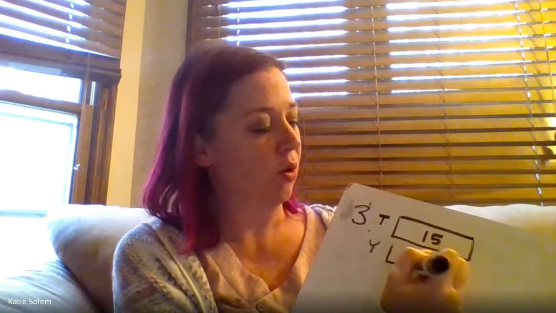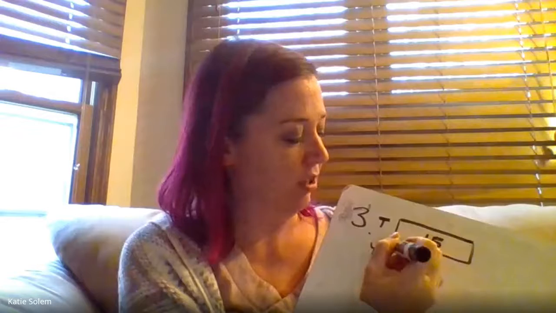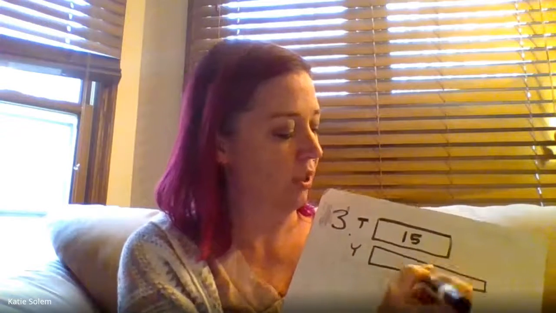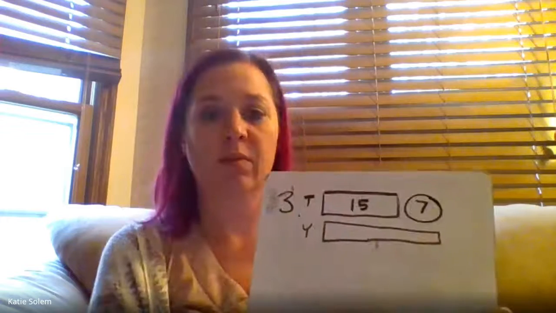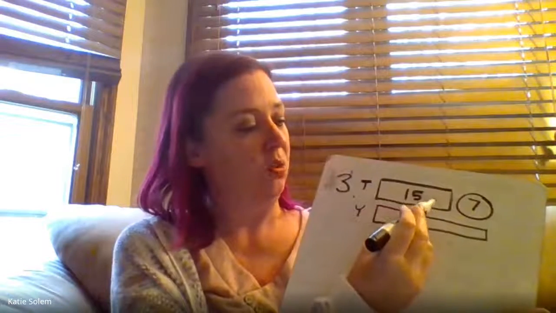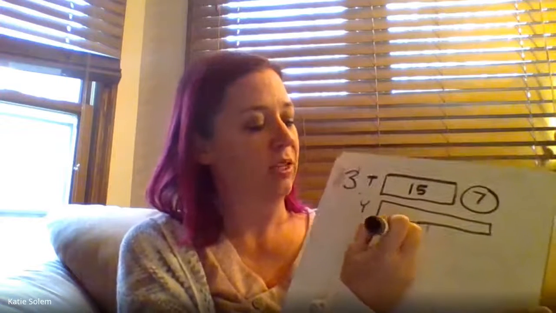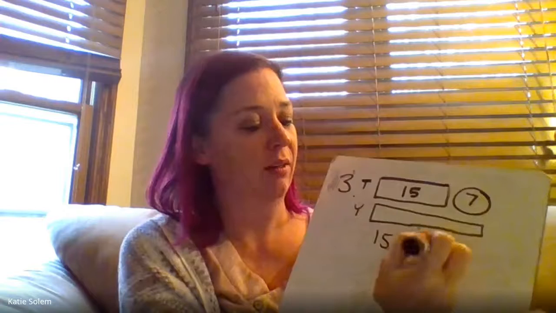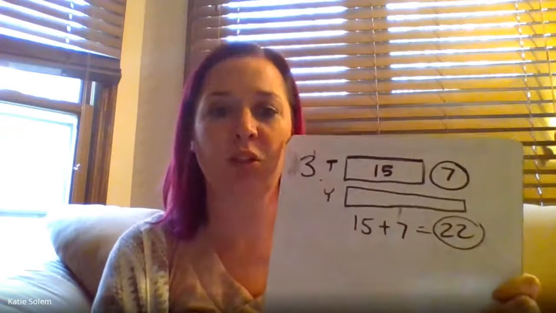Yesterday, we don't know how much she has, but she has $7 less today. So that means yesterday's bar is going to be bigger. How much bigger? $7 bigger. So we need to figure out how much money did she have yesterday? What is 15 plus 7? And our answer would be 22.